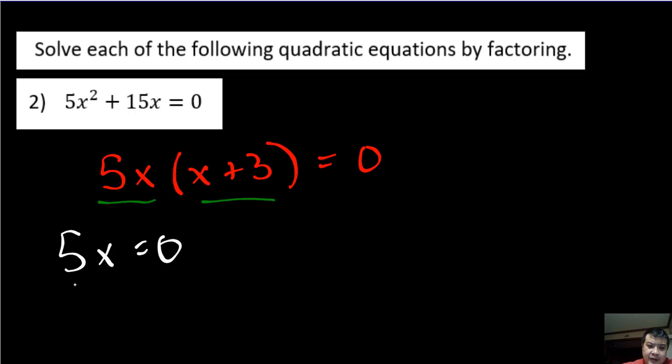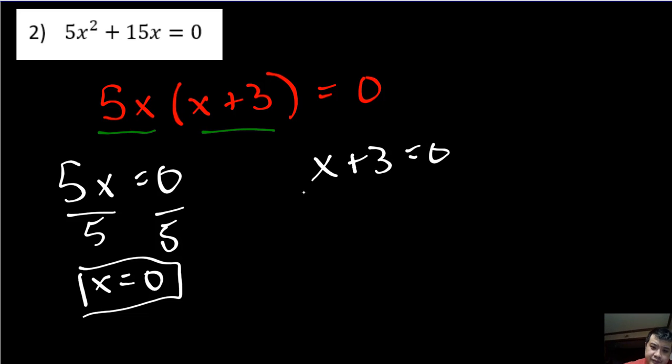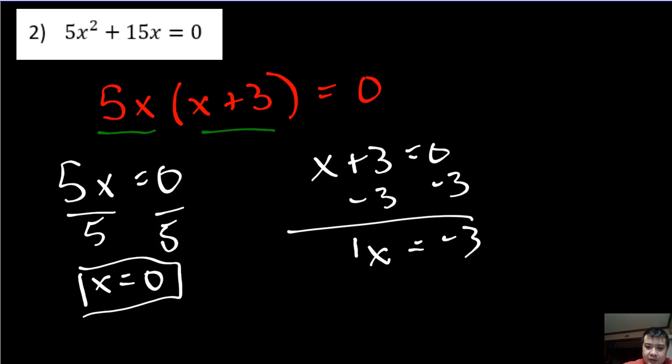Divide both sides by 5. We find that x equals 0 is one solution. And x plus 3 equals 0. Subtract 3 from both sides. x equals negative 3. So if I plug in either 0 or negative 3 for x in here, they should both give us a final answer of 0.